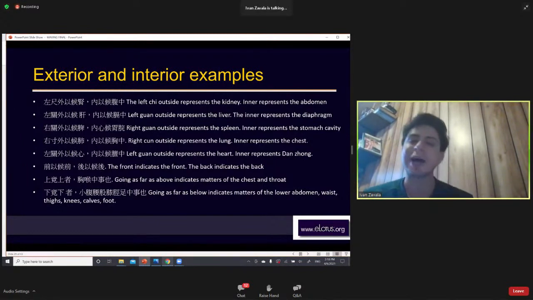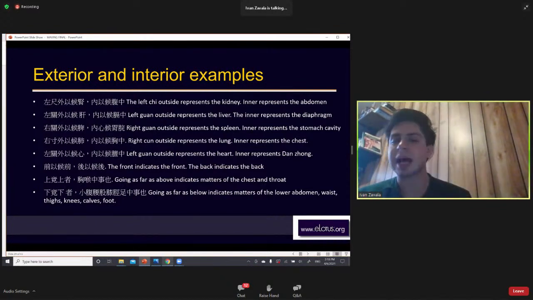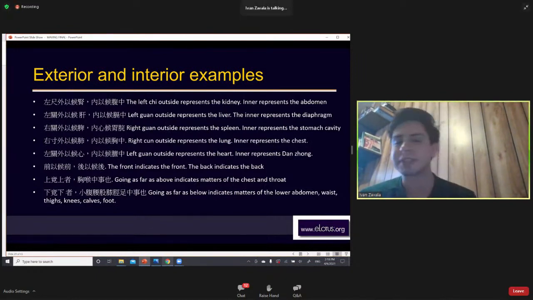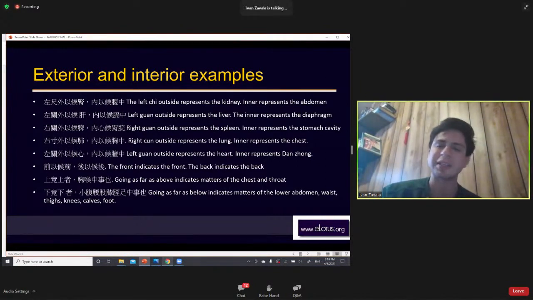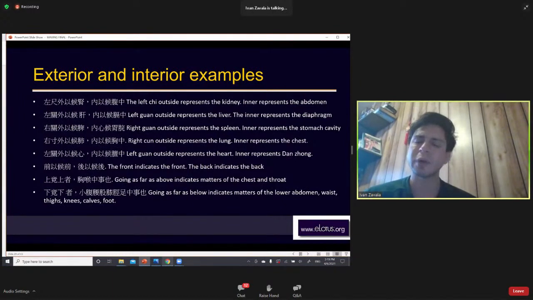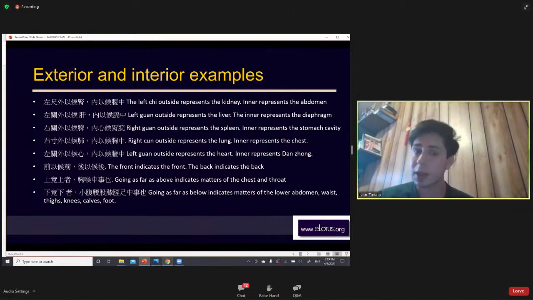So here they say the left cun outside aspect represents the kidney, the inner aspect represents the abdomen. The left guan outside represents the liver, and the inner aspect represents the diaphragm, right? The right guan outside represents the spleen, and the inner aspect represents the stomach cavity. So in this case, they were almost looking at the outside aspect as the zang, and the outside aspect and the inside aspect is more the anatomical aspect. So it's like the disease first affects the zang, and then it affects the anatomical, right? So it might be it first affects the function of the organ, then it affects the actual structure, right?